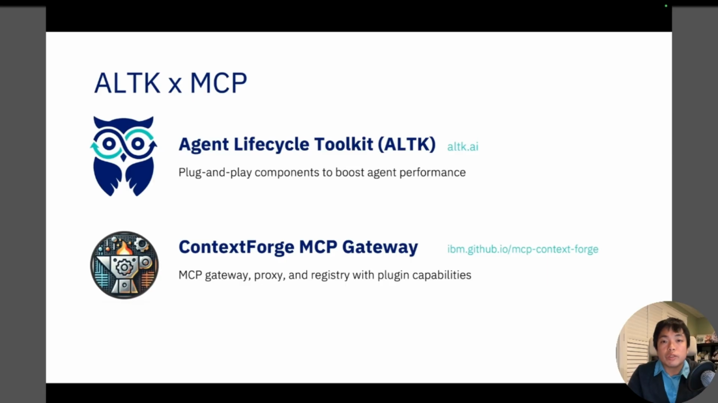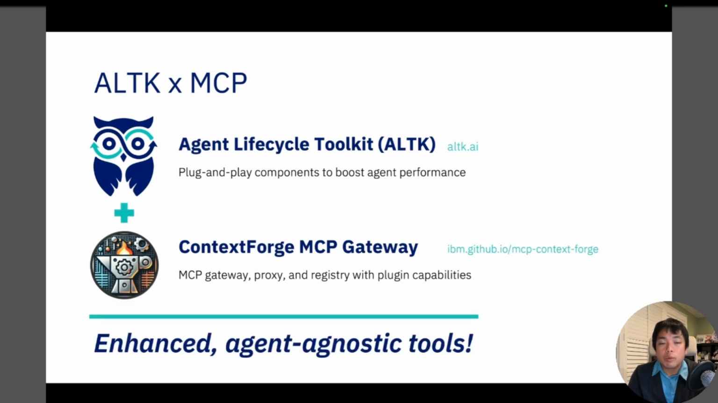So, what is the Agent Lifecycle Toolkit? Well, it's a library that has a bunch of plug-and-play components that boost agent performance. In particular, we're interested in ones that, in this case, will boost tool usage by agents. And we're also interested in talking about the Context Forge. It's an MCP gateway by IBM and it has very nice plugin capabilities. But the real power is that we can combine the two, and that way we can have a whole server full of enhanced tools that are agnostic to whatever agent is trying to use them.